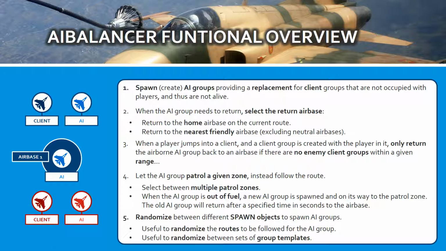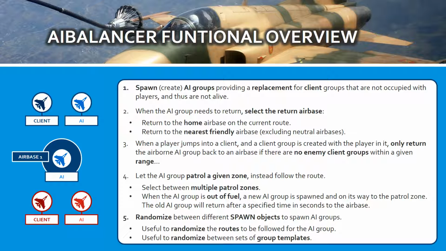Function 4, as already said, you can let the AI patrol a given zone instead of following the route already outlined to the AI group. You can select between multiple patrol zones, and when the AI group is out of fuel, a new AI group will be spawned automatically and will be on its way to the patrol zone. So this allows you to have continuity within the patrol zone, and the old AI group, which has empty fuel, will wait until the new AI group has arrived using a time stamp.